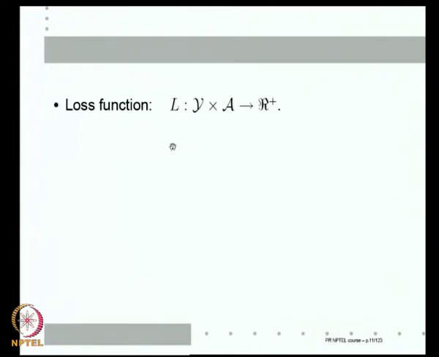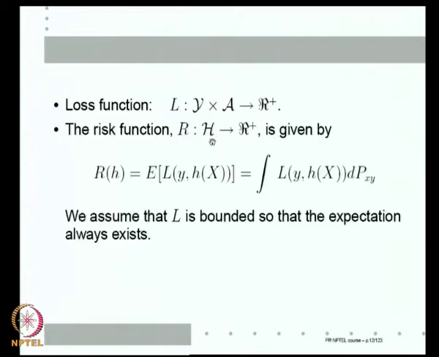h of x is what the function will say on x, and y is, in a statistical sense, the true thing to say. So, L of y comma h of x is my loss. I still kept the more general definition of loss function. As I said, for the purpose of this class discussion, this a is y.